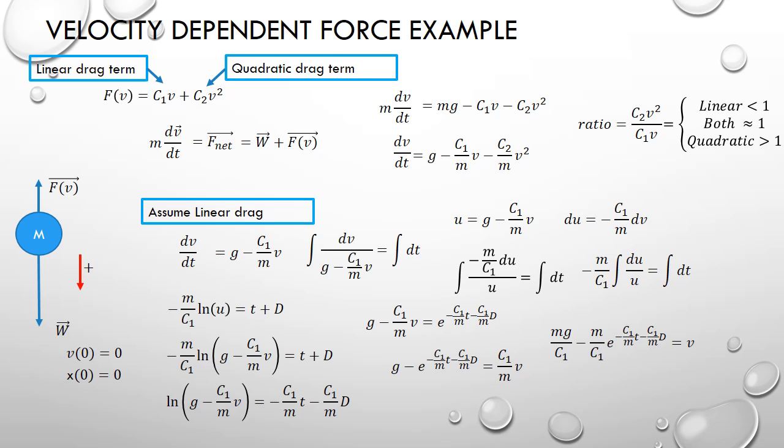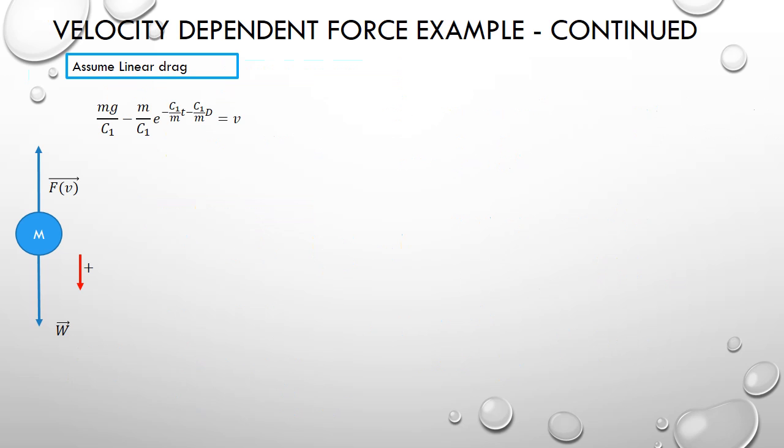So I need to apply my initial conditions, the same initial conditions that I applied in the constant force problem, which is that the velocity is equal to 0 at t equals 0, and the position is equal to 0 at t equals 0, and positive is still pointing down. Alright, so that's my equation. I have solved for the velocity of this object.